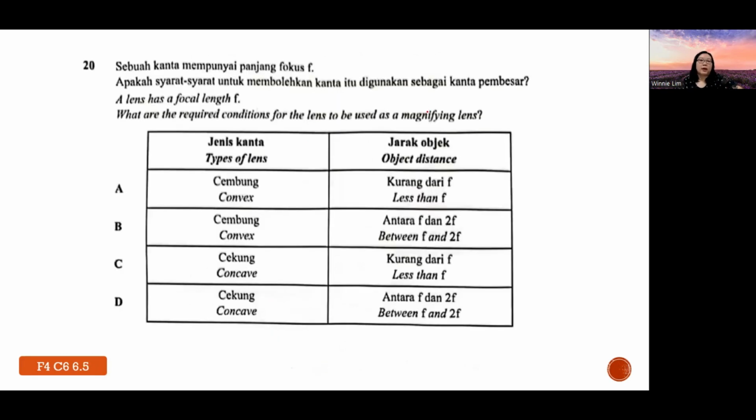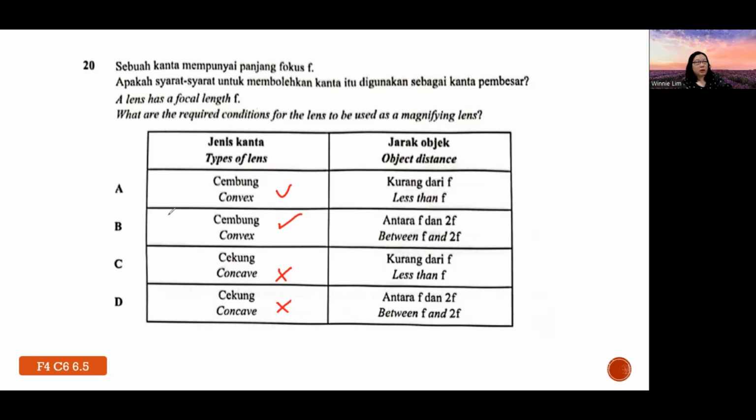Question 20. What is the requirement condition for the lens to be used as a magnifying lens, and the lens has the focal length of f? Okay, first thing, most of the applications we will make use of convex lens, except the spectacles where we are using concave lens. So no doubt, the magnifying lens also will use convex. Concave is not suitable.